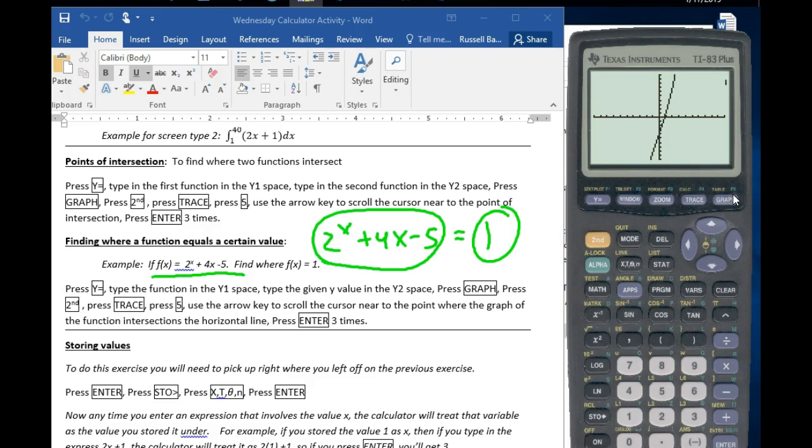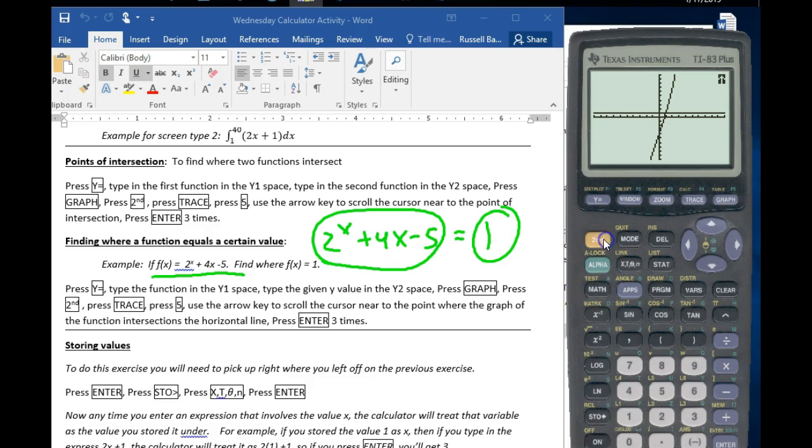So that looks to me like the graph of the function. And that flat line that just traced across the screen, that's the value y equals 1. So right about here is where the function equals 1. So what I'm going to do is follow my instructions here.